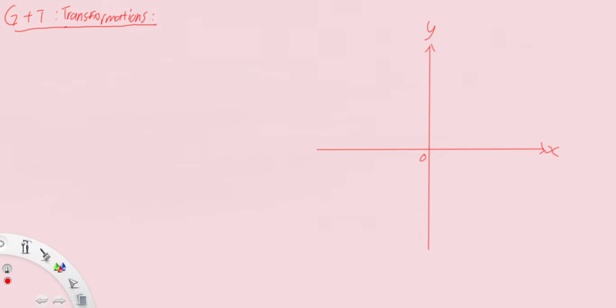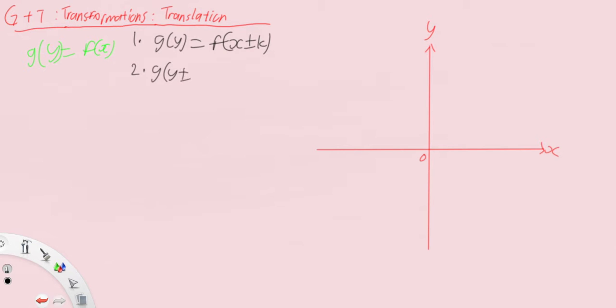We'll be looking at the first type of transformation, the translation. So how does translation work? Let's say we have the graph of y equals f(x), or actually let's put it in a more generic form, g(y) equals f(x). When does translation occur? It's when you have either g(y) equals f(x plus or minus k), or g(y plus or minus k) equals f(x).